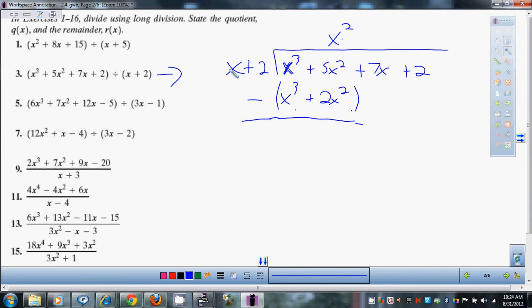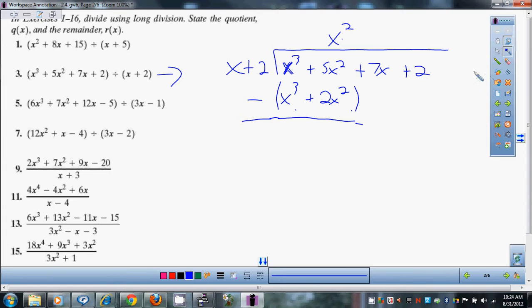X cubed divided by x. First term, first term. Boom. X cubed over x. Every single problem. First term divided by first term, that's how you kick them all off.